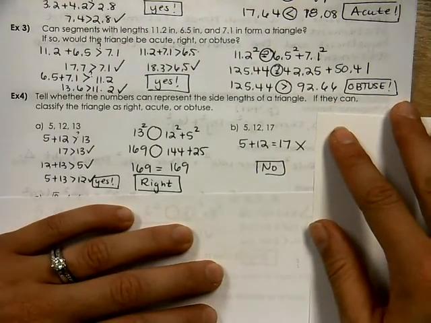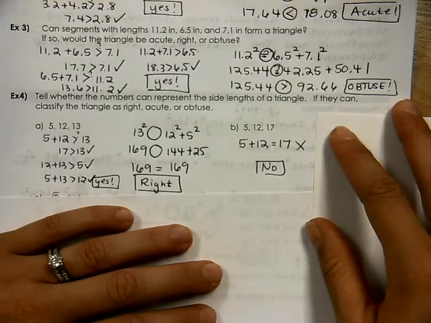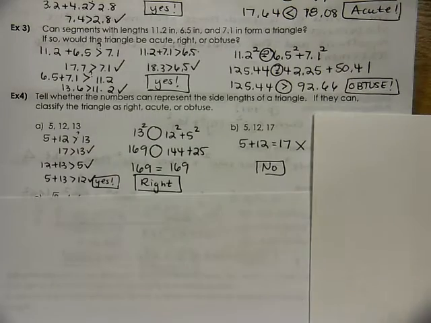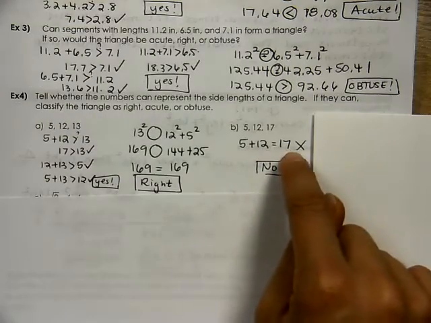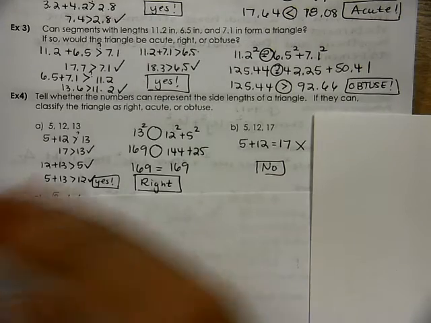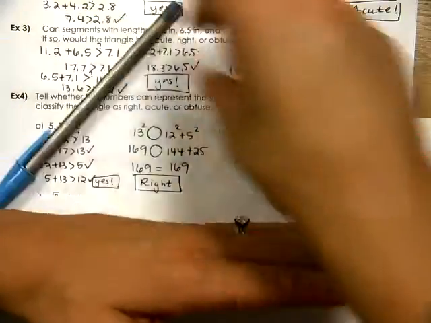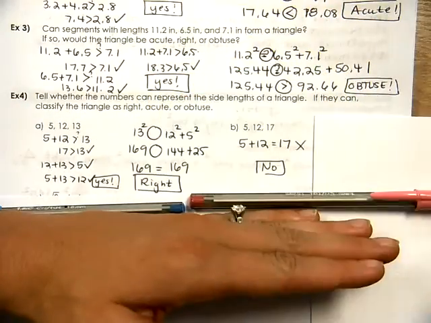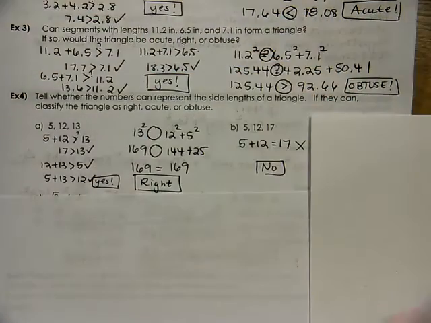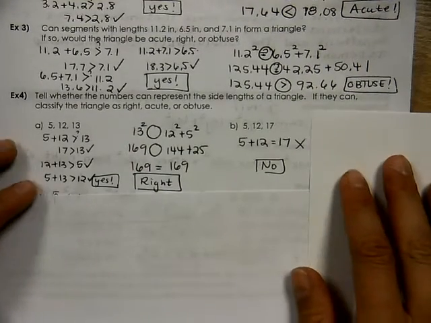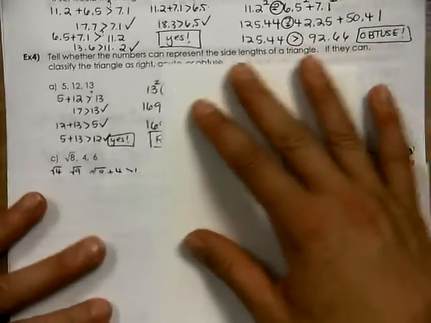For B, I found out that this could not possibly be a triangle because 15 plus 12 is equal to 17. That would be like if I had a triangle and these two sides kind of collapsed and they wouldn't even be able to form a triangle. It would just fall and make a line segment. So we would have no height of a triangle. Let's move on to C.